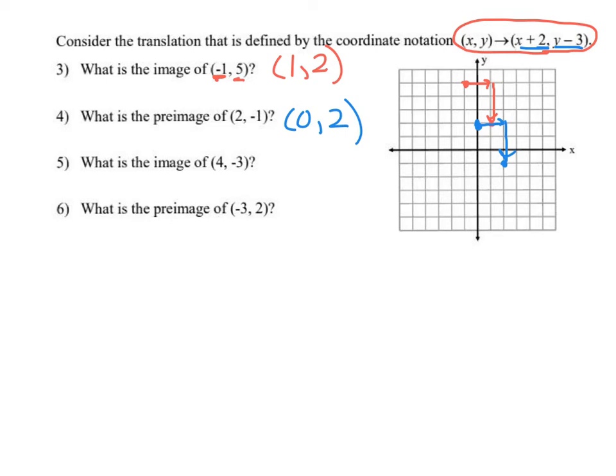Pause the video and try numbers 5 and 6 on your own. And there are the answers that you should have gotten.